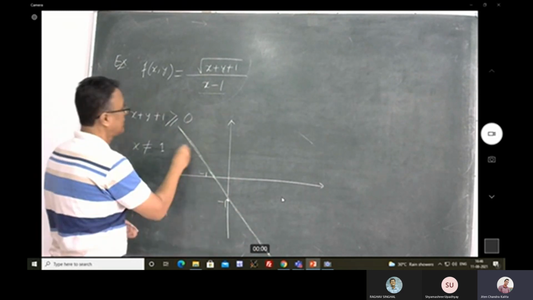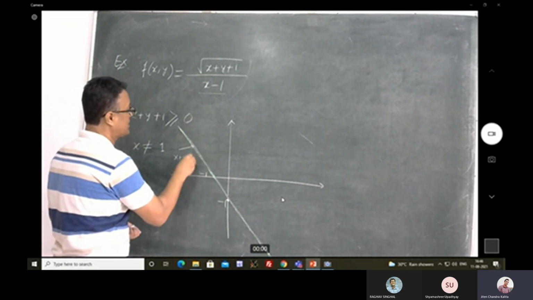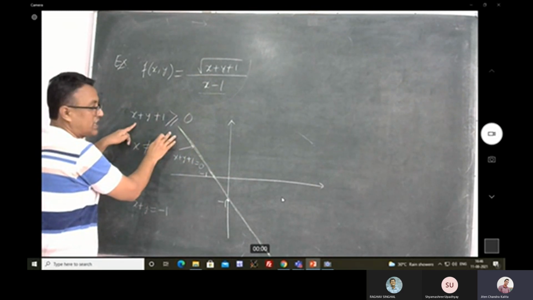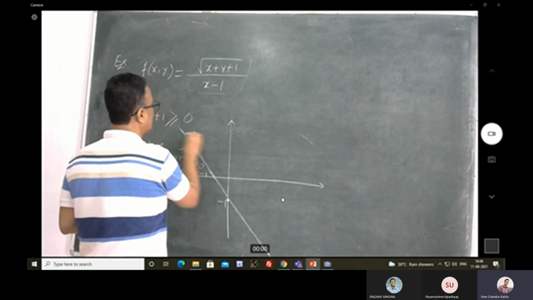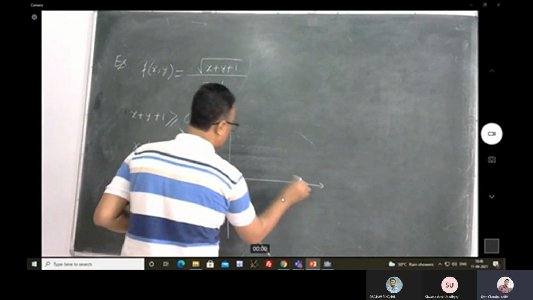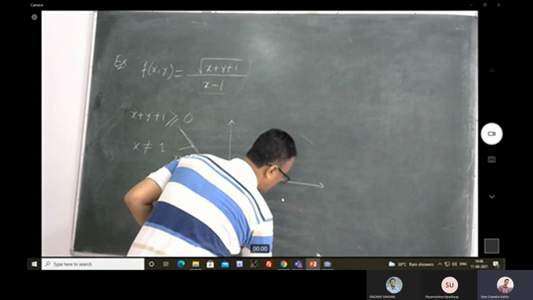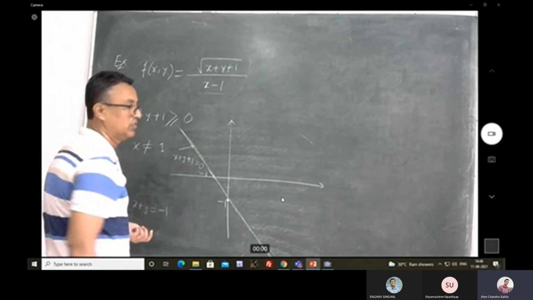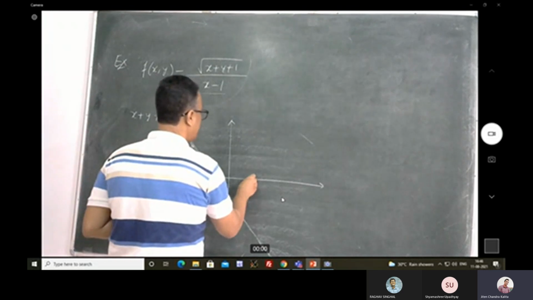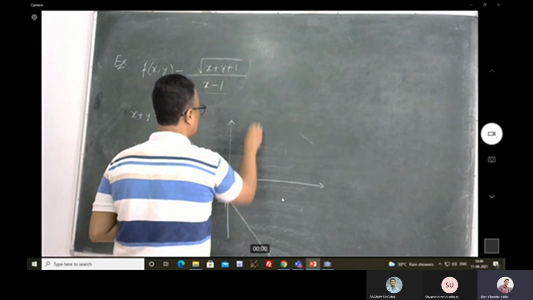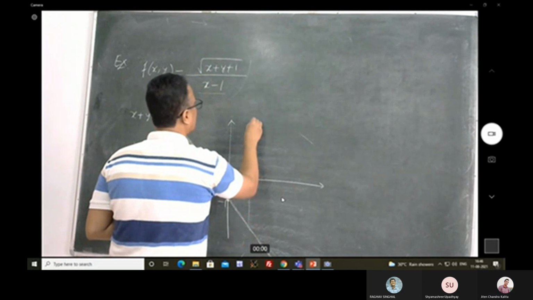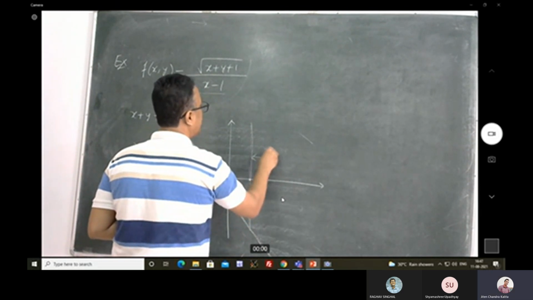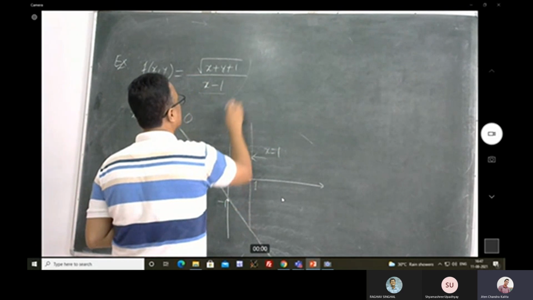So basically, this line is x plus y plus 1 equal to 0, right? Since this is greater than or equal to 0, I am going to take all points towards the right of this line, including this line, because it is greater than or equal to 0. And then I have to exclude all the points along the line x equal to 1.